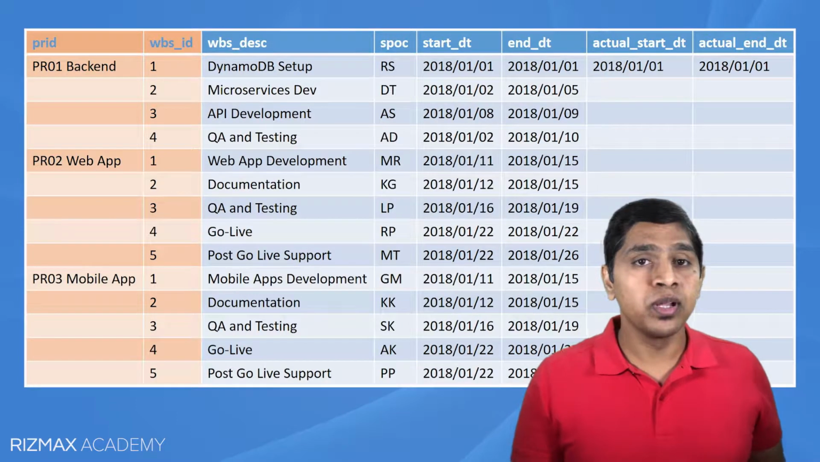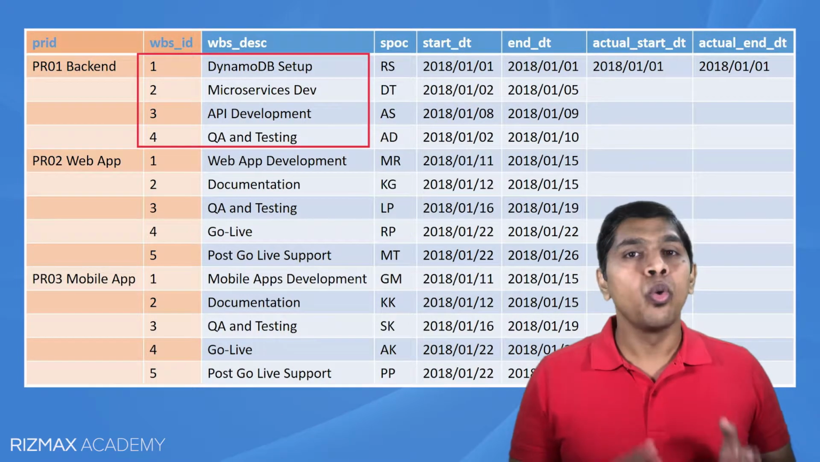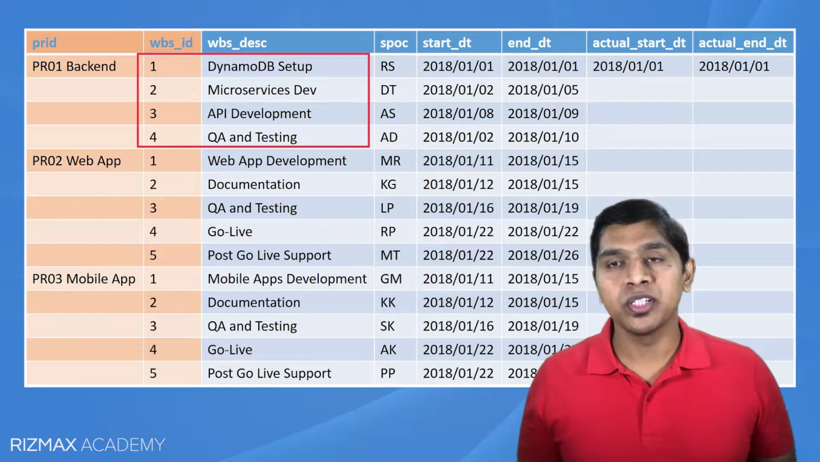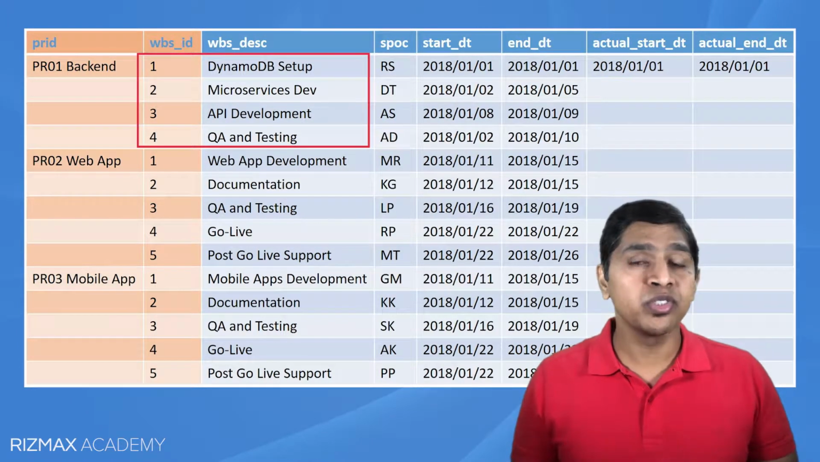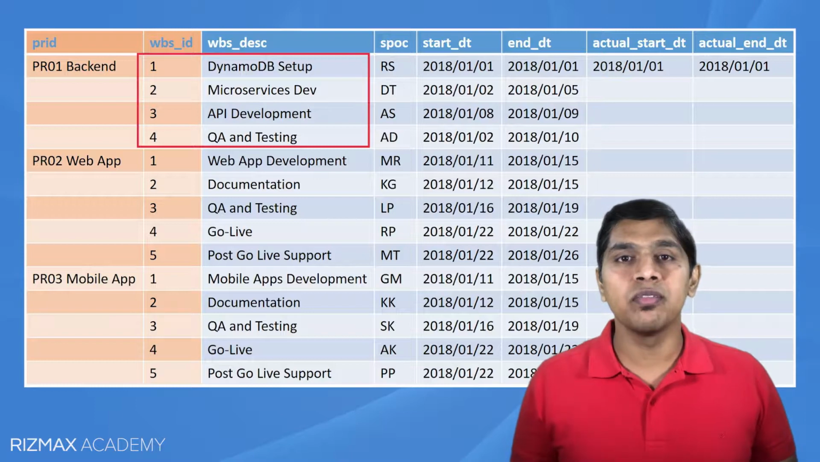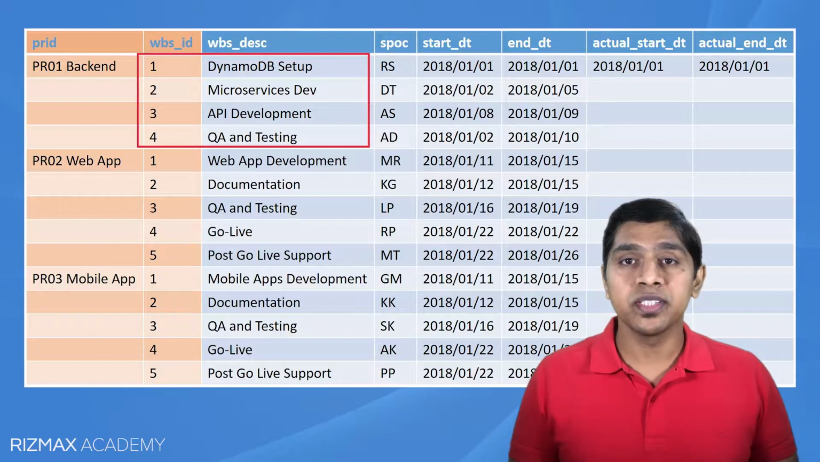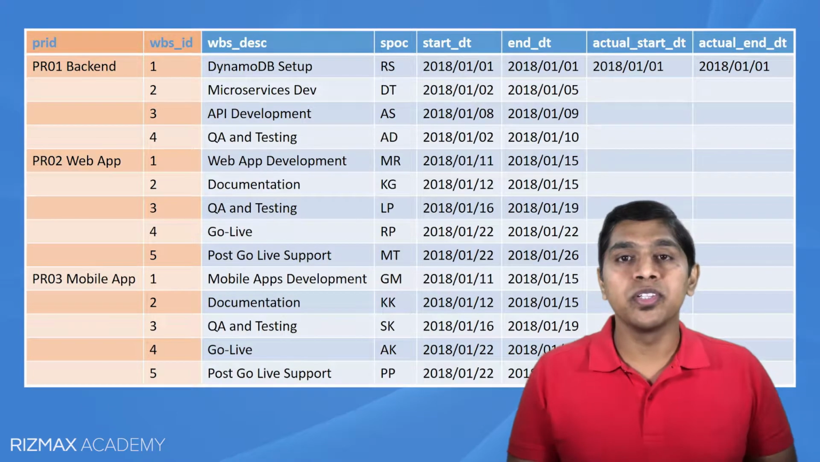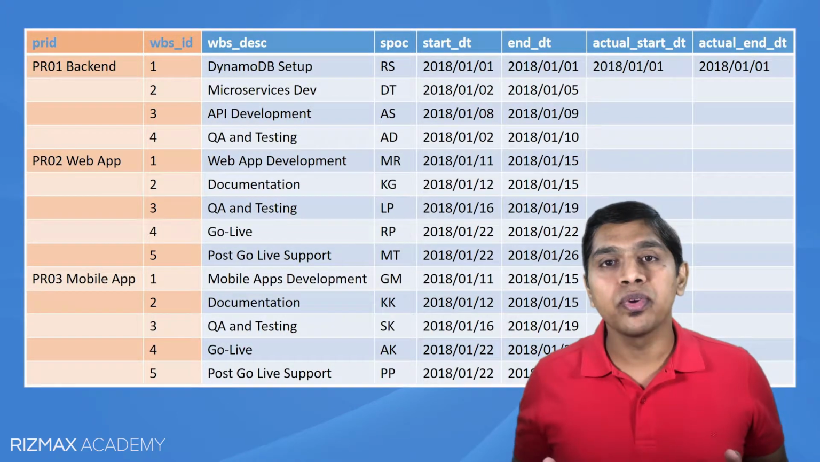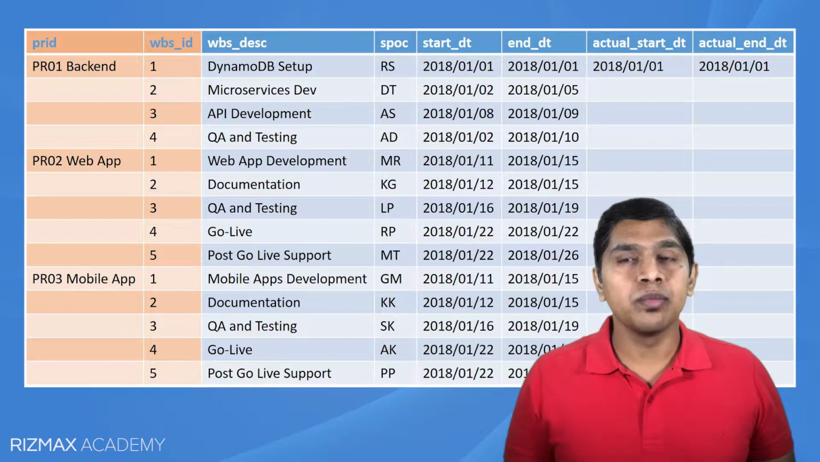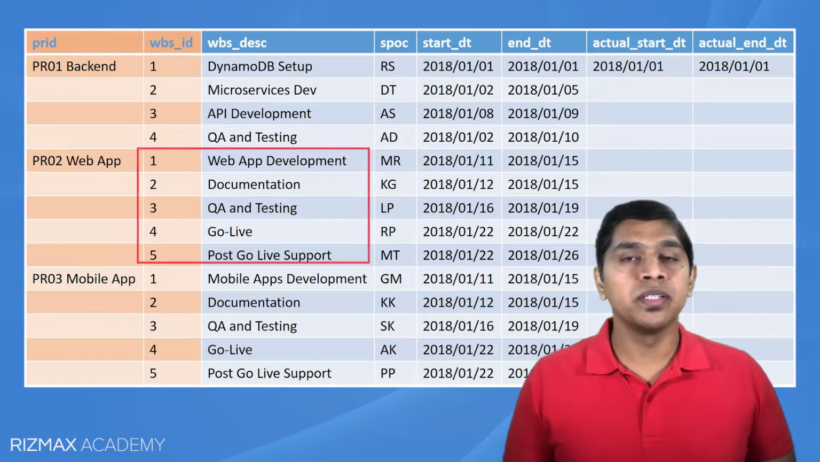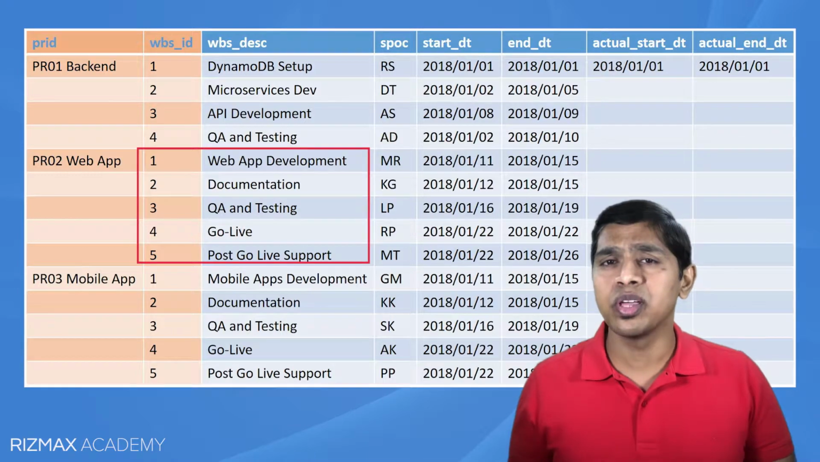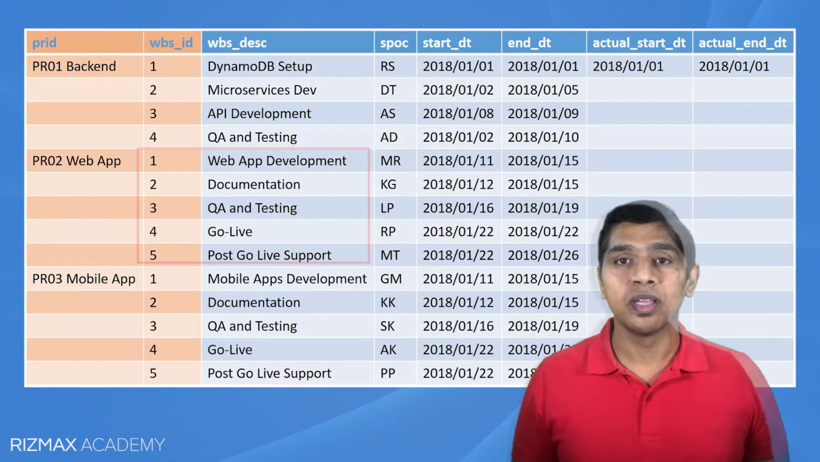So for example, backend development project will have activities or WBS elements like DynamoDB setup, microservices development, API development, quality testing, and so on. Similarly, web application development will have WBS elements like web app development, documentation, QA, testing, go live, post go live support, and so on.